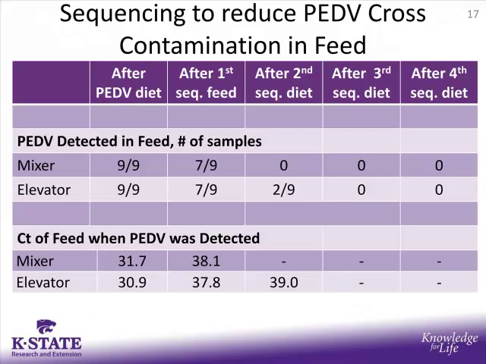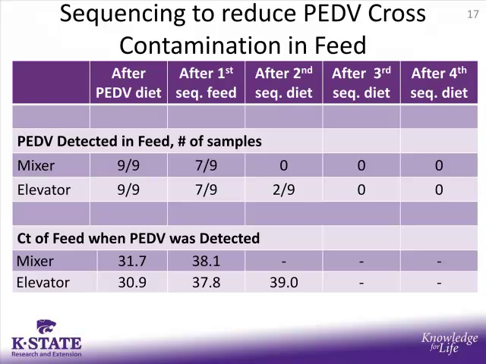Here's the results of the samples as analyzed by PCR analysis. The columns being those samples collected after the PED diet was processed and after the 4 sequential flush diets. Here in the top portion of the slide is the number of samples that were collected and the number then that were positive for PED. And so you can see after the PED diet, all 9 of the samples we collected were positive.